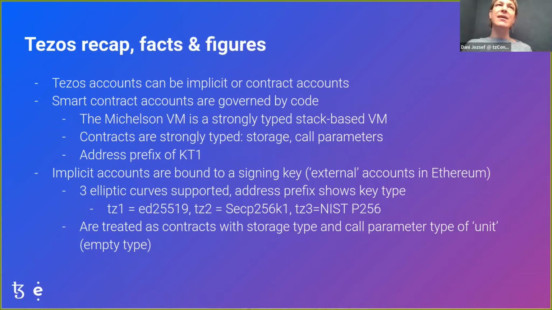Implicit accounts are also treated as smart contracts. Smart contracts with a code that does not do anything, and they have the storage type and call parameter type of unit, which is the empty type. So it's like, here's something and it has nothing in it. So when you transfer Tez to a wallet address, an implicit address, you cannot add any message to it or something like that. There are ways to go around if you need that functionality.